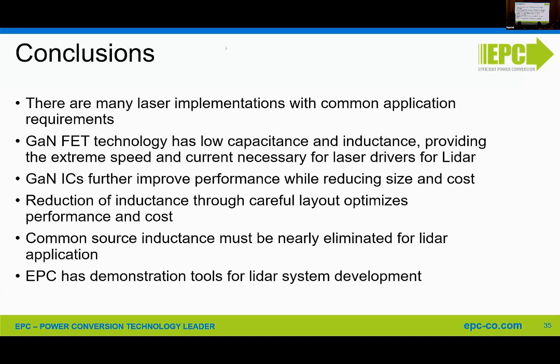Inductance reduction through careful layout has to be on the top of your minds. You start with the laser driver, then you do your gate loop, and then you do the rest of your circuit. Common source inductance can be nearly eliminated, and then EPC has demonstration tools for your LiDAR system development.